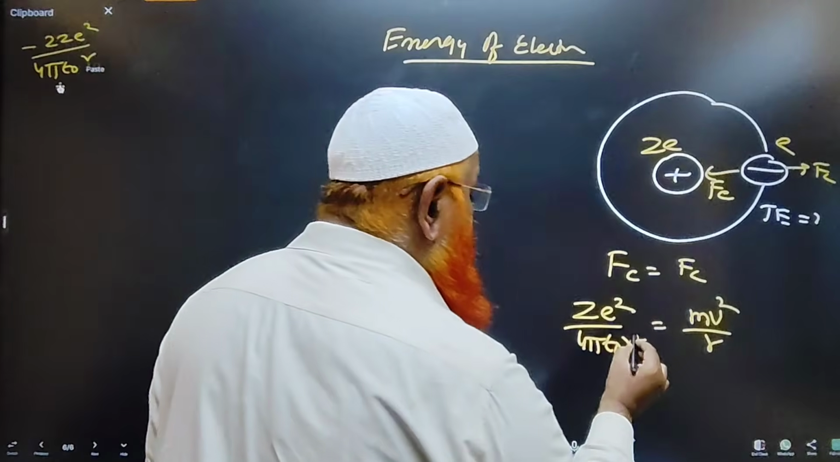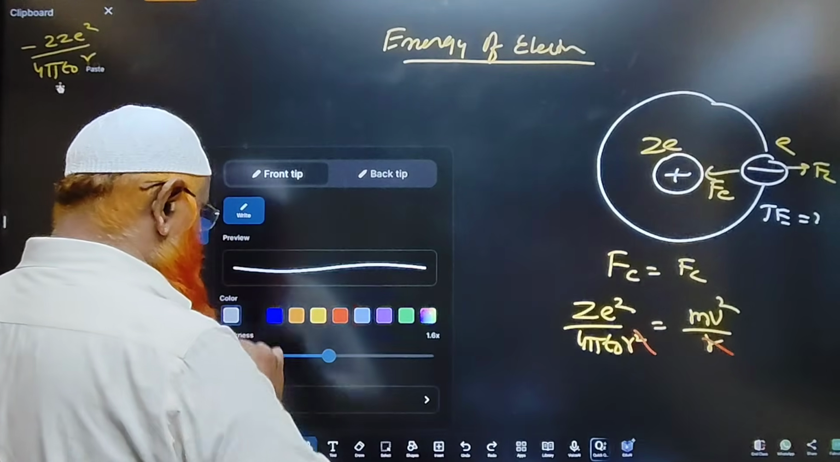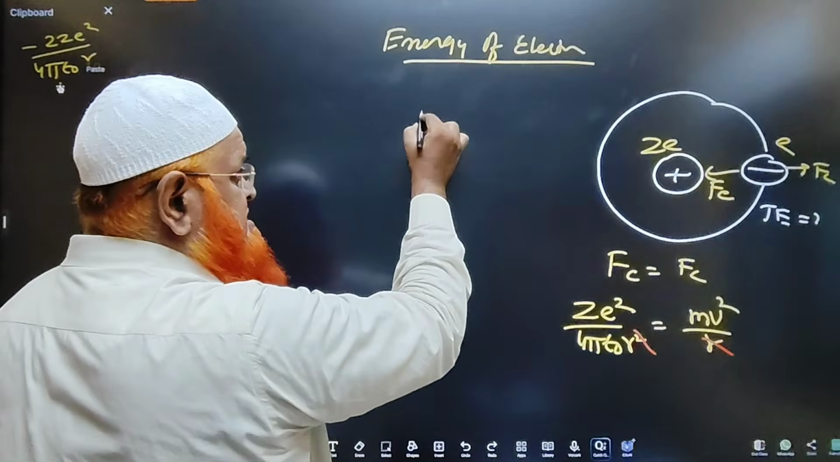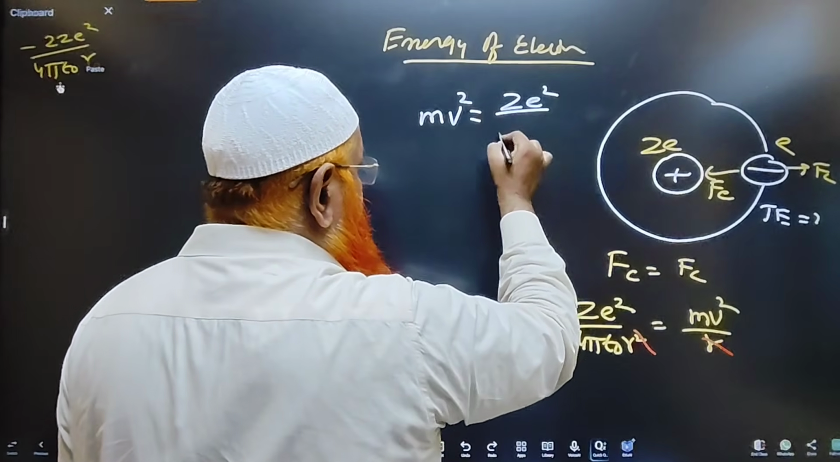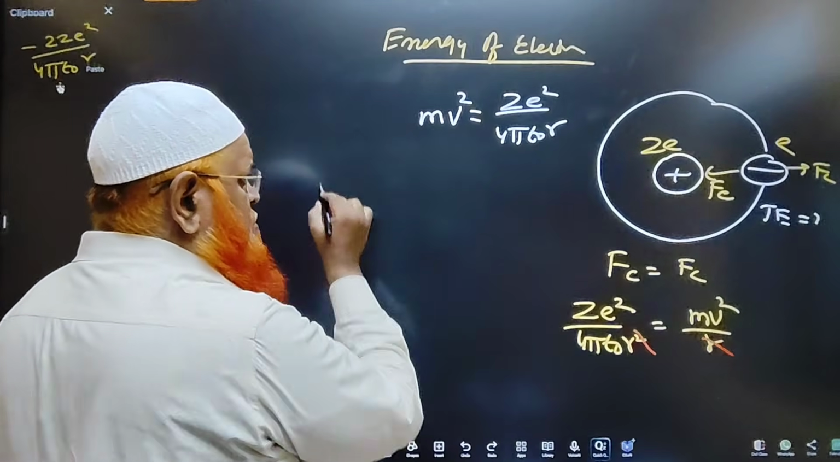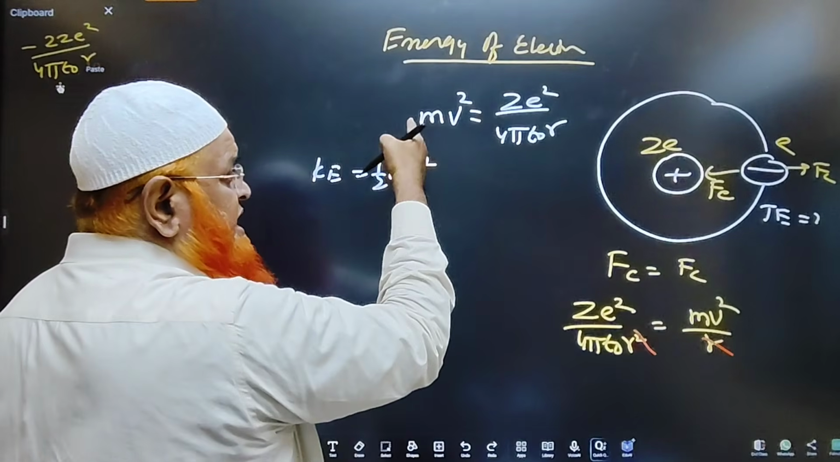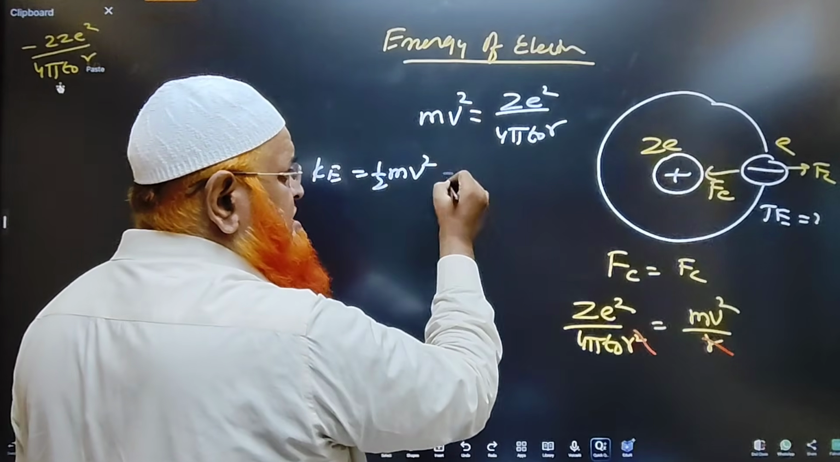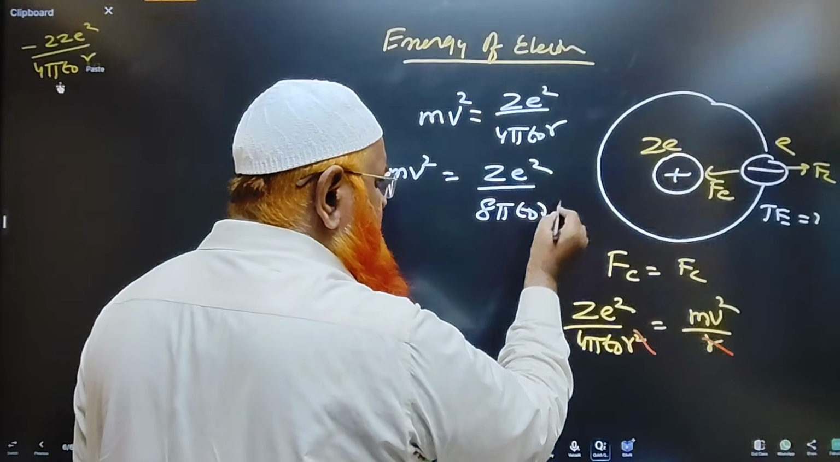So what is getting cancelled here? R square and R, one R is getting cancelled. What is left? Not like previous, a slight difference is there. mv square is left, and Ze square by 4 pi epsilon naught R is left. Is it so? So you want kinetic energy. Kinetic energy is half mv square. If you multiply by half here, you must multiply by half there too. It is going to be Ze square by 8 pi epsilon naught R.